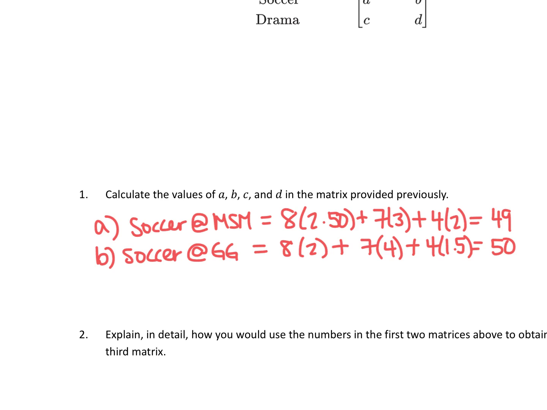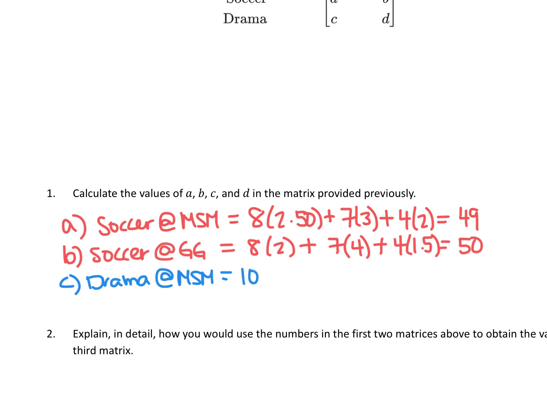Okay. Now we're going to switch to finding out the total costs for drama. So this is calculating C and D. So drama, let's say we go to Main Street Market first. So drama needs 10 chips at $2.50 plus they need 4 cookies at $3 and they need 4 drinks at $2. So their total comes to $45.